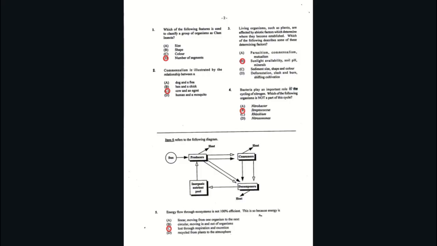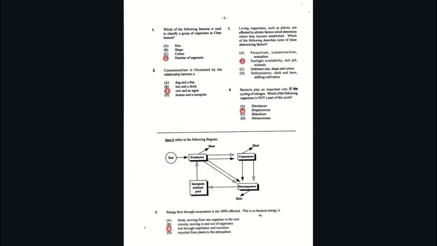So number five says energy flow through ecosystems is not 100% efficient. This is so because what? So item 5 is referring to this diagram right here, and the answer is C. Energy is lost through respiration and excretion, right? So that's why energy flow through ecosystems is not 100% efficient, because when you look at it, during an energy flow, so much energy is lost before it gets passed on.